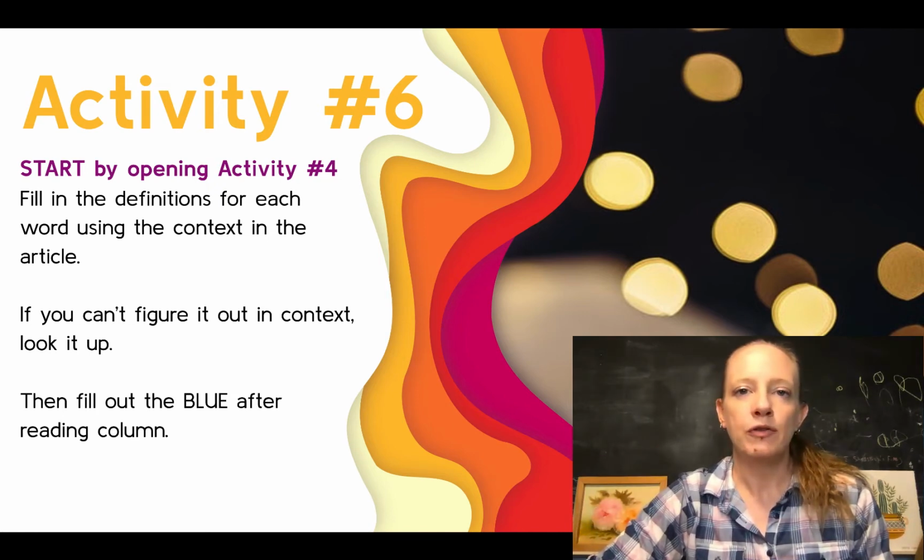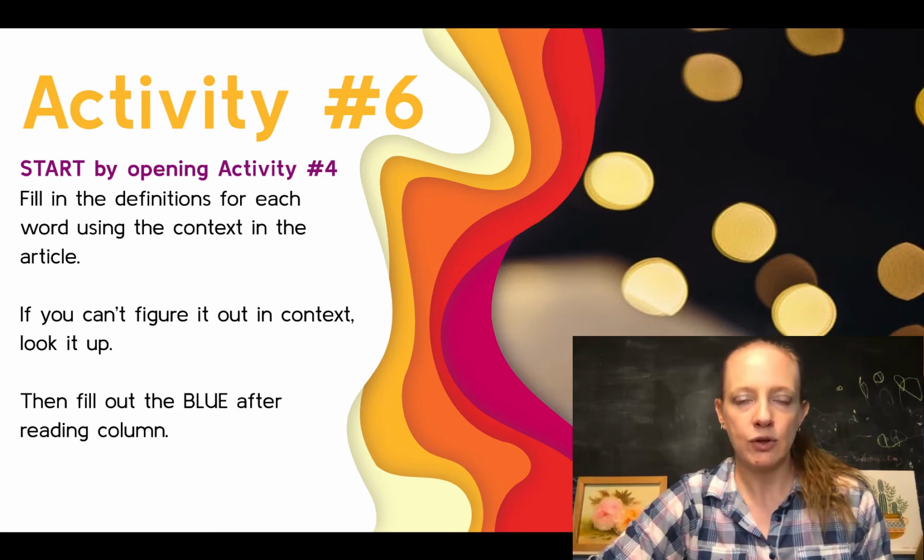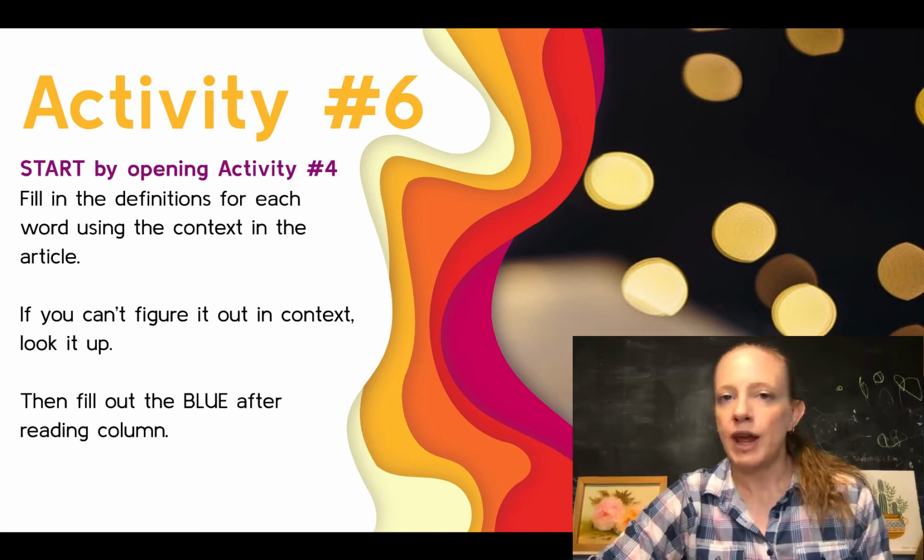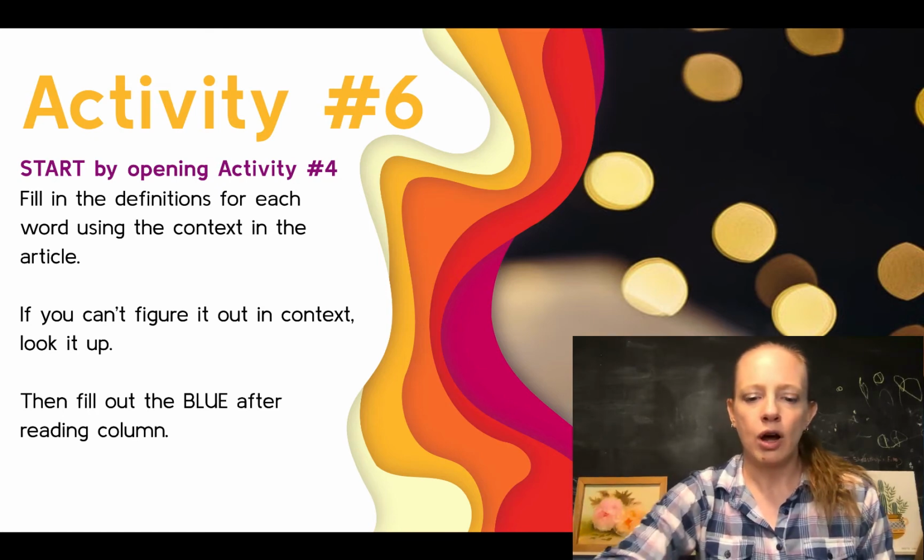In activity number 4, you should find your vocabulary table at the bottom, and you are going to start by filling in the definitions column. So you should hopefully have an idea what each one means after reading the article. If you don't have an idea, you can go back to the article, find where the word is, and read the sentences around it to see if you have some idea based on that. And then if you can't figure it out, you can always Google it, look it up, and then put it in there. And finally, then you're going to fill out the blue column.